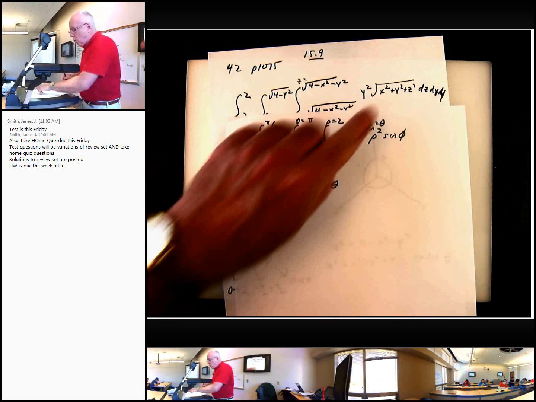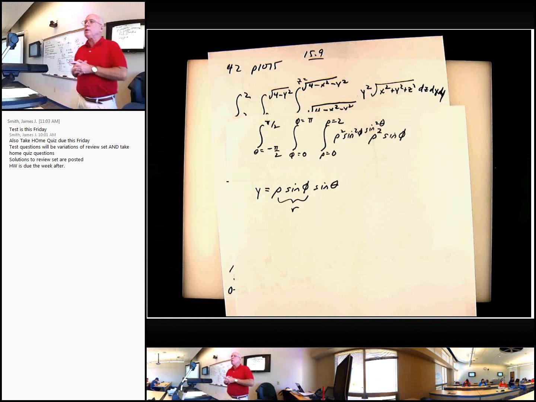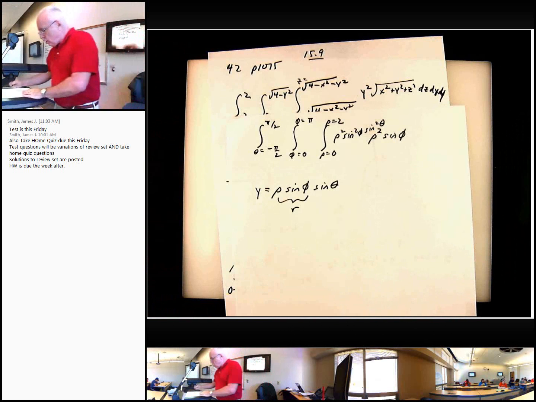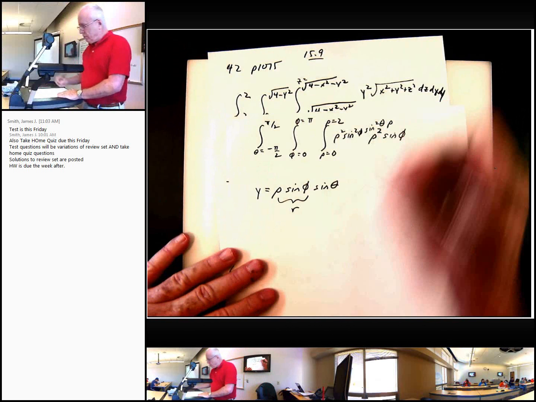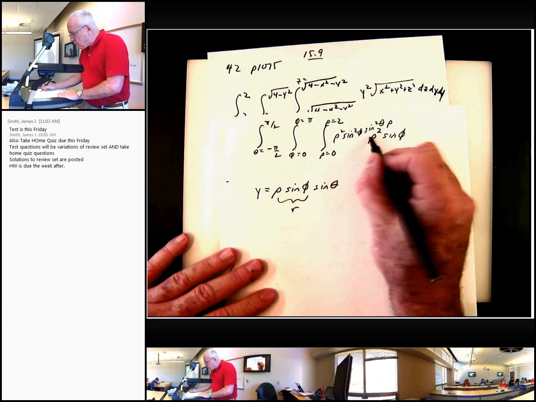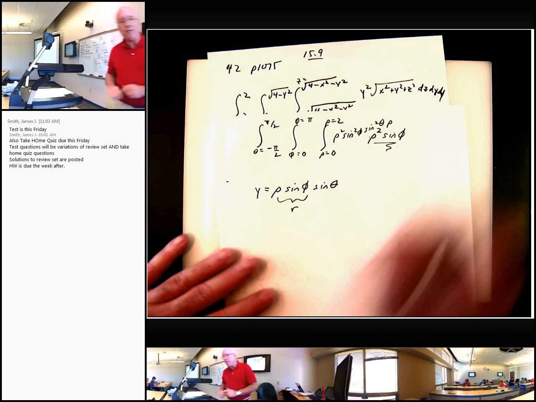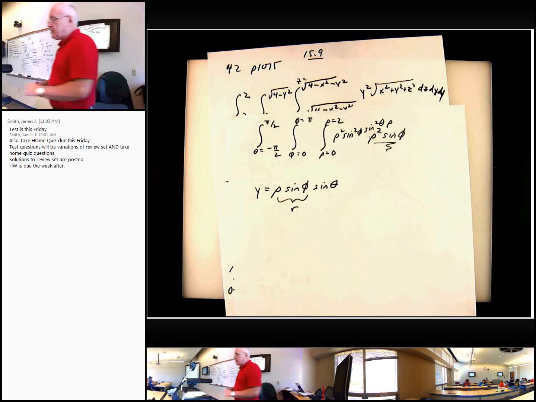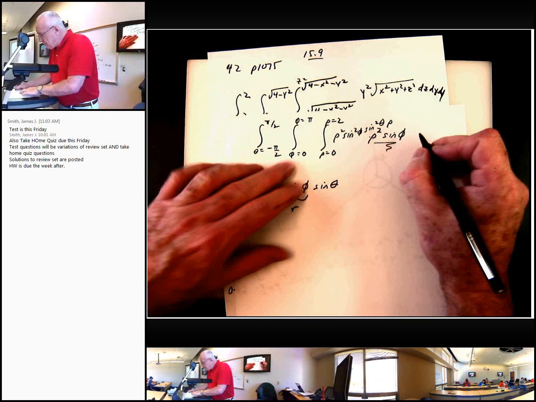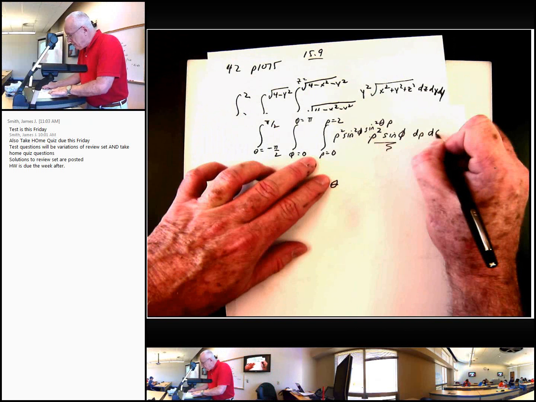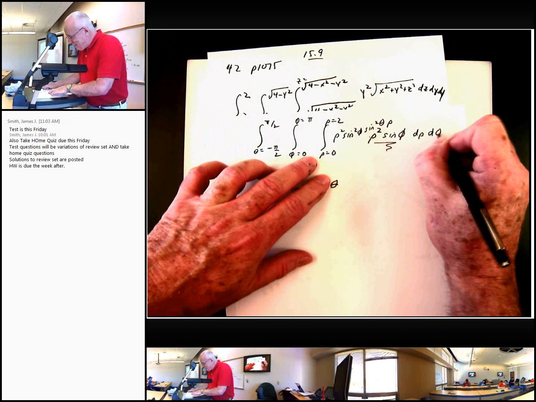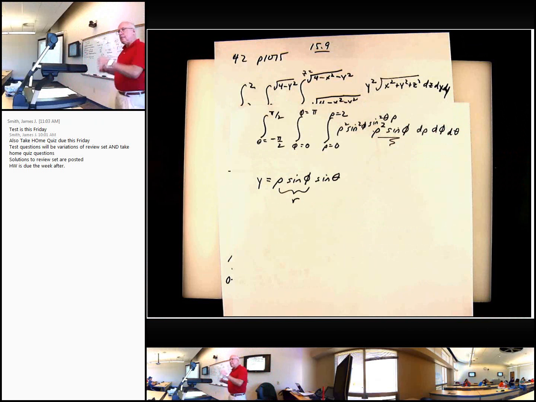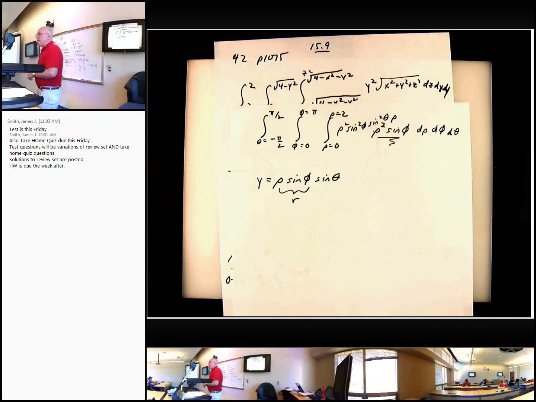Then, what is the square root of x squared plus y squared plus z squared going to be? That is rho, our distance. So we have rho, and then, don't forget, our integrating factor here, rho squared times sine of phi. And so this is d rho, d phi, d theta. This is the hard part, getting it set up with the limits.